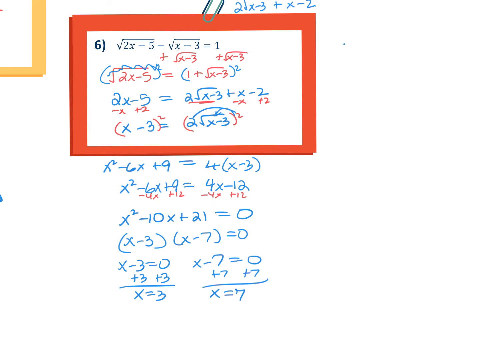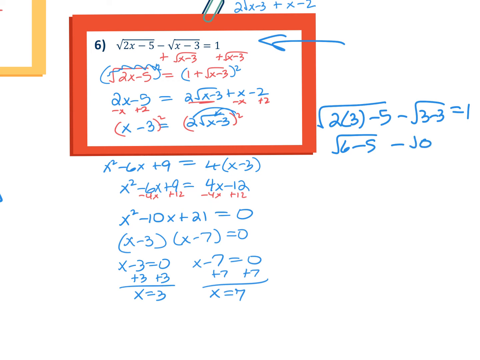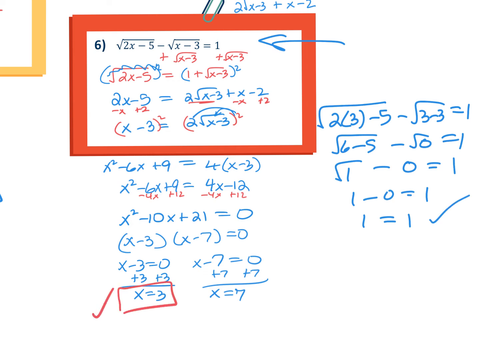So again, my original equation, I'll plug in 3 first. So 2 times 3 minus 5, minus the square root of 3 minus 3, equals 1. 6 minus 5, and 3 minus 3 is 0. 6 minus 5 is 1. Square root of 0 is 0. 1 minus 0 is 1. So 1 equals 1. That one works. So good answer here. And now plug in 7 as well.